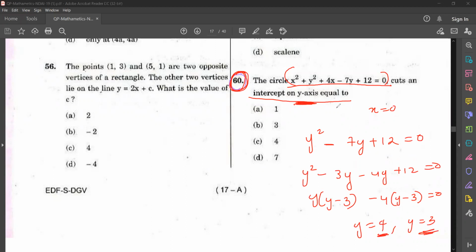You have to find out the length of the y intercept, isn't it? Length of the y-intercept is what they are asking you to find. So that length is given as modulus of 4 minus 3. That means length cannot be negative, isn't it? So 4 minus 3, that is 1. 1 is the correct answer. Option A is the correct answer.